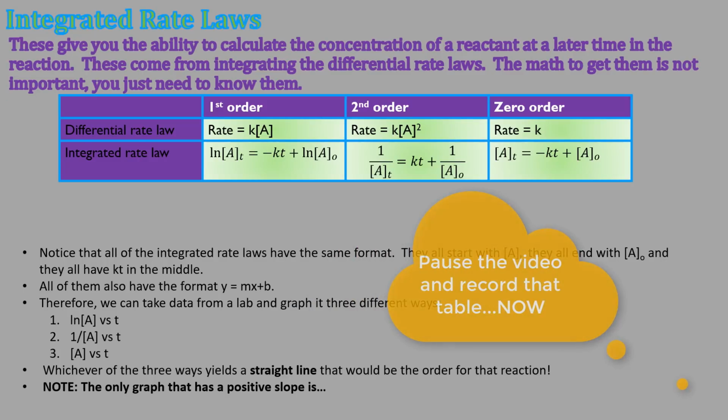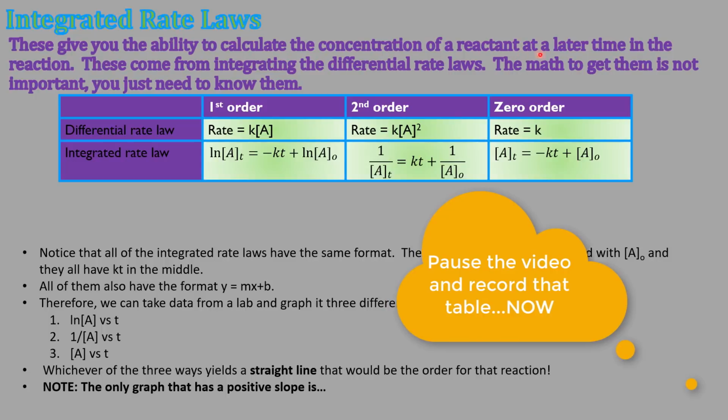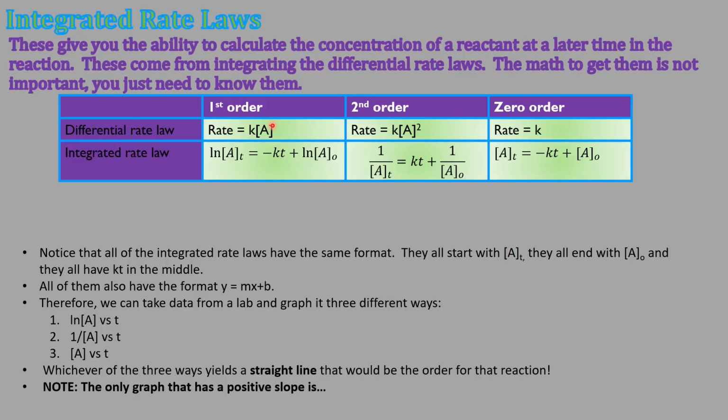Alright, so the integrated rate laws give you the ability to calculate the concentration of a reactant at a later time in the reaction. As a reaction goes forward to completion, the reactants are going to be disappearing and the products are going to be appearing, right? They come from taking the differential rate law, which is just the basic rate law that we've been talking about, and integrating it with respect to time. Obviously, calculus is not a prereq for this course, so we're not going to have to derive these laws, but you do have to be familiar with them and know their names. So that's how they were obtained.